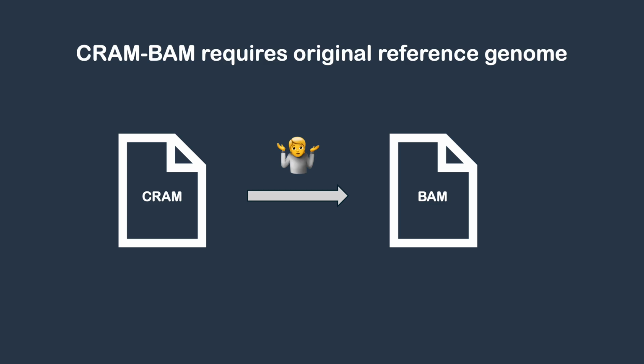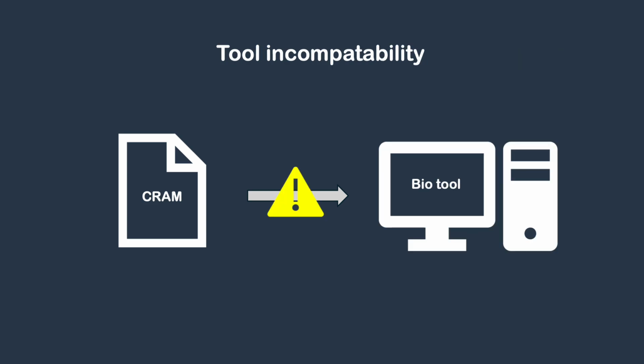Imagine you're a graduate student and your PI asks you to recover some archived CRAM files, but the original graduate student or postdoc who compressed them is long gone and didn't leave you with any documentation on which reference genome was used. In this case, you might be in trouble. Third is tool incompatibility. Many tools can accept BAM files as input, but not CRAM files. So the CRAM file might need to be converted back into a BAM file before it can be used again.